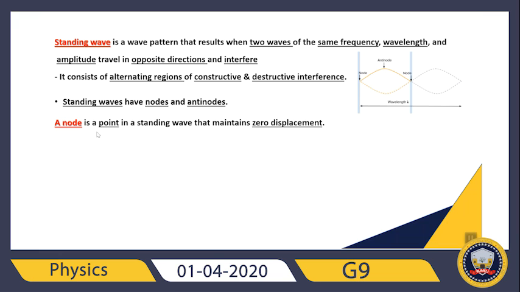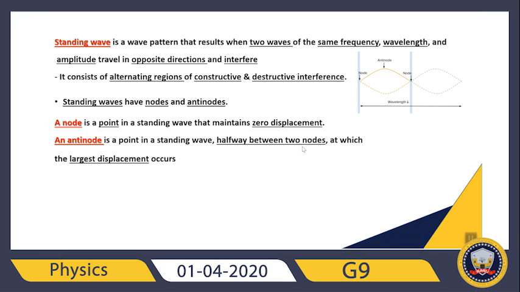A node is a point in a standing wave that maintains 0 displacement, while an antinode is the point in a standing wave halfway between two nodes, at which the largest displacement occurs. So this is called a standing wave. Let's see a short video about standing waves to be more clear.